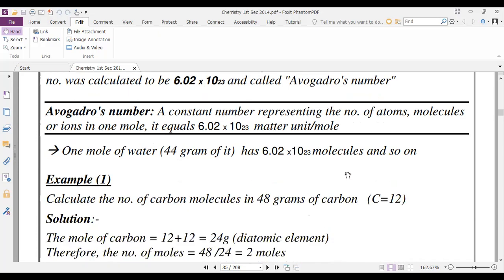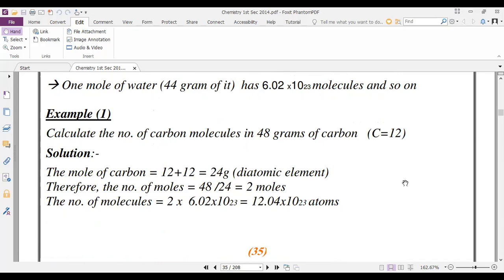And this is the first example that we said: calculate the number of carbon molecules in 48 grams of diatomic carbon. So first, we are going to calculate the molar mass of carbon, which equals C plus C, 12 plus 12, equal 24 grams as a diatomic element. Therefore, we are going to calculate the number of moles.